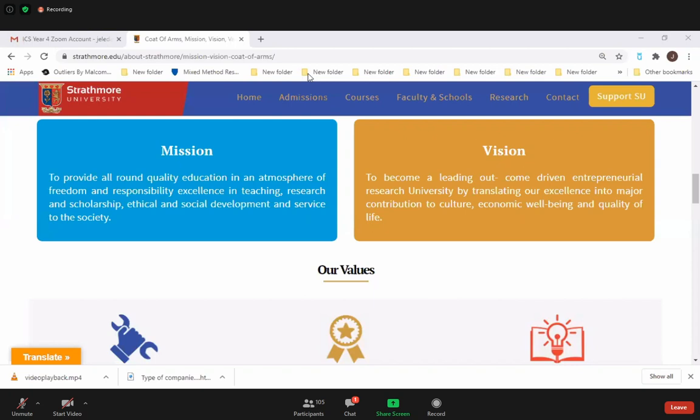Can you distinguish mission from vision? I think the mission is what you'd like to accomplish, and the vision states your intention. Mm-hmm. Yes.